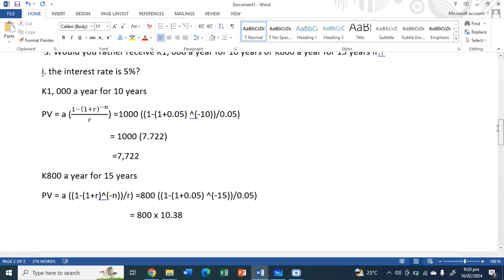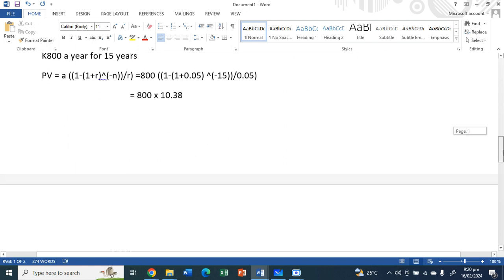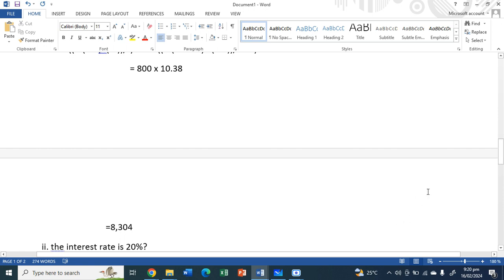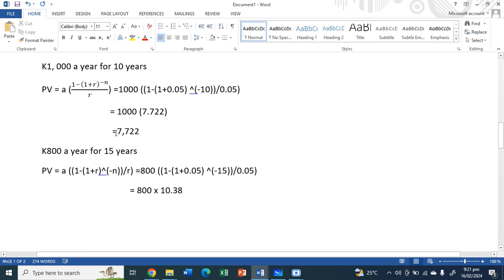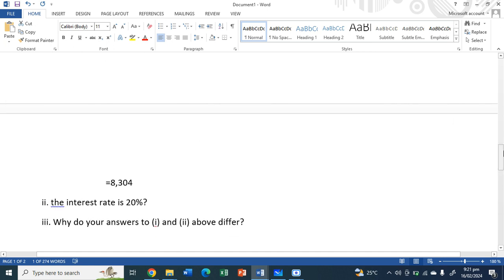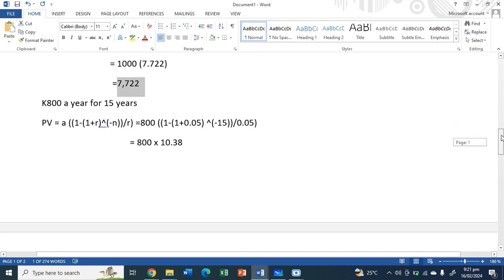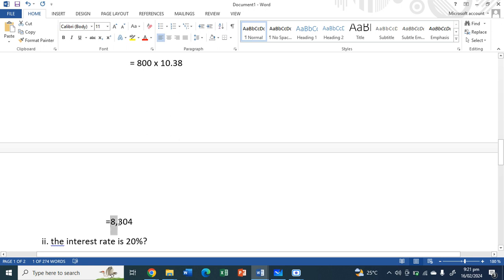So here at a low interest rate, we see that this longer stream of cash flows will give us a higher amount than this shorter stream of cash flows. So this 1,000 you receive for 10 years, its value today, it's like having 7,722. And this 800 for 15 years, its value today, it's like having 8,304 kwacha.